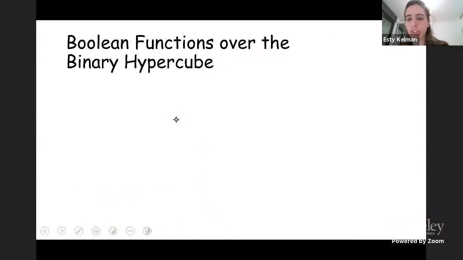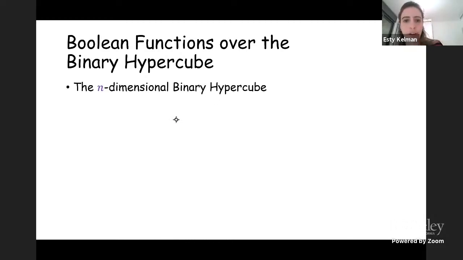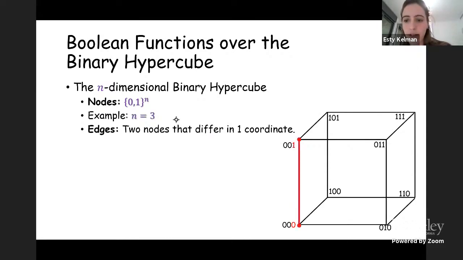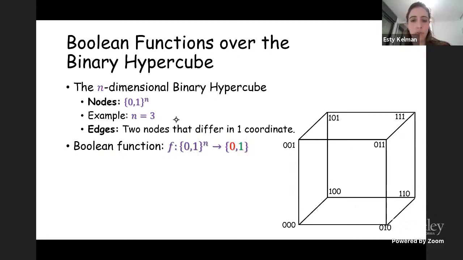Okay, so a Boolean function over the binary hypercube. For every n, we can think about the n-dimensional binary hypercube, which is just a graph consisting of 2 to the n nodes. Each one is an n-tuple of 0 and 1 bits. You can see an example for 3. The edges are between every 2 nodes that differ in exactly 1 coordinate. And a Boolean function is a function of n input bits and 1 output bit. We can think about it as just a 2-coloring of the binary hypercube.